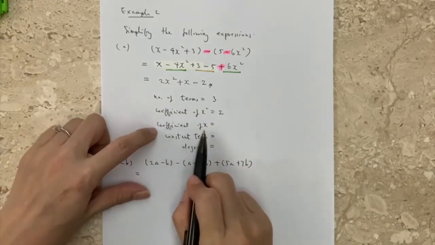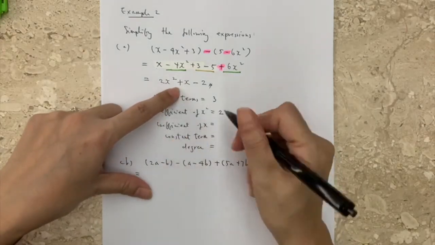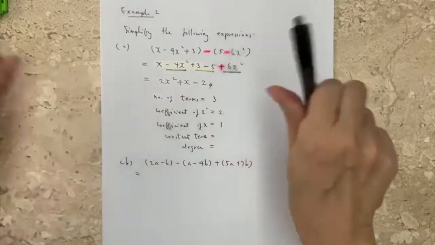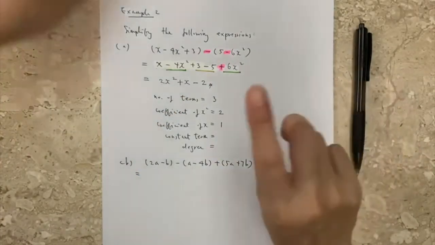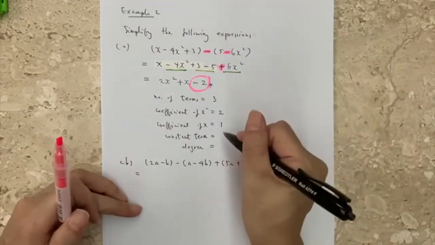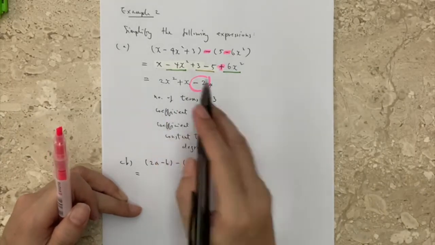And then the coefficient of x, so be careful. If you see nothing in front of x, that will be 1. All right, so the constant term, minus 2. This minus 2 is the constant term. So the whole thing is the constant term. So the constant term is minus 2. And then the degree always refers to the highest degree, which is 2.